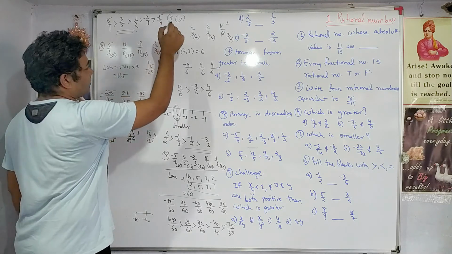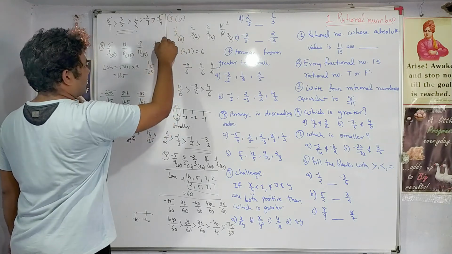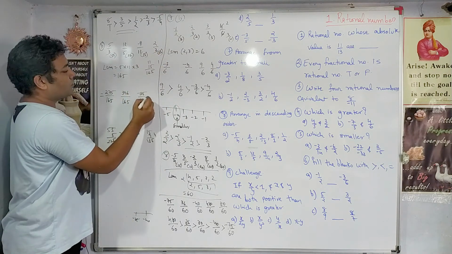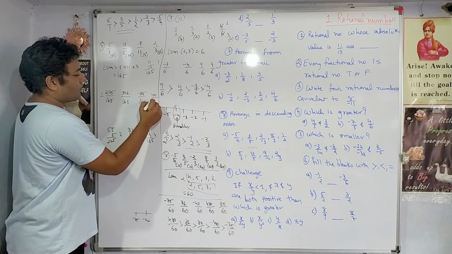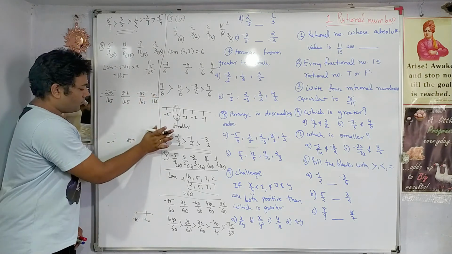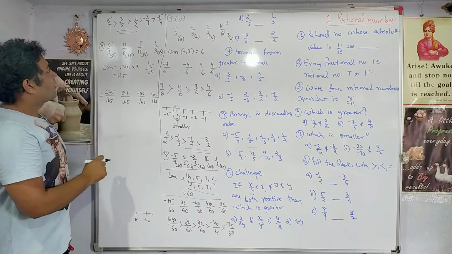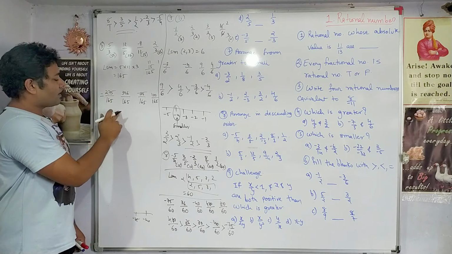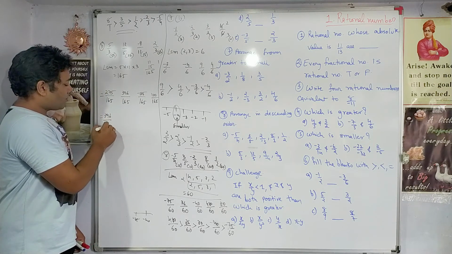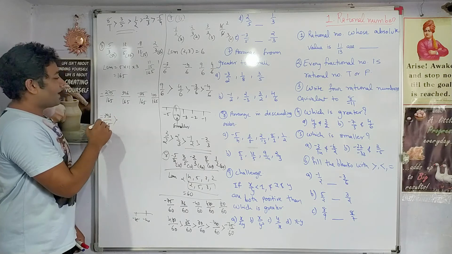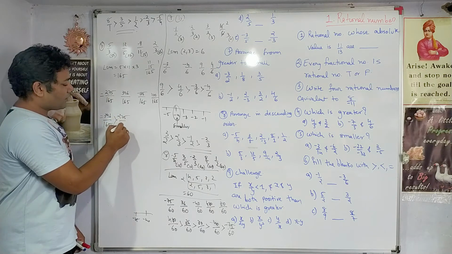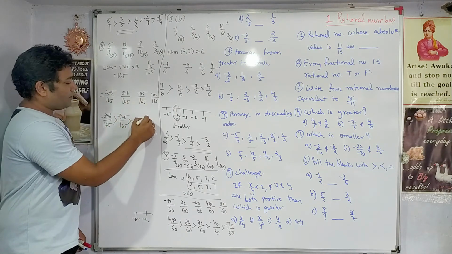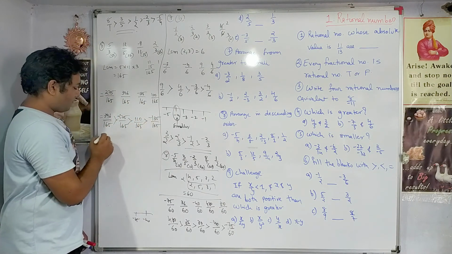Correct? And then this one, 55 into 2, 110 upon 165. Now compare what we are supposed to do. Descending order. Descending means big to small. So which is the biggest number? 396 upon 165. Then the second number will be 275 upon 165. Then 110 upon 165. Then minus 135 upon 165.